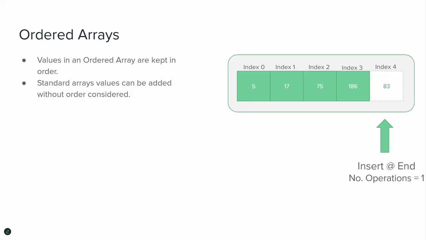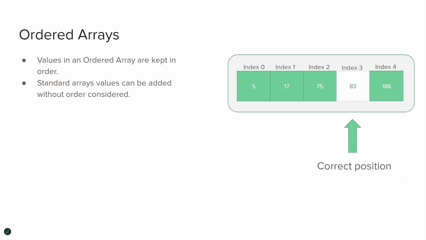A difference between standard arrays and ordered arrays is that in a standard array you can just add a value without considering the order. As you can see on the right-hand side, if we want to insert 83 into this array, we can just add it there. The number of operations it will take is 1, because we added it to the end.